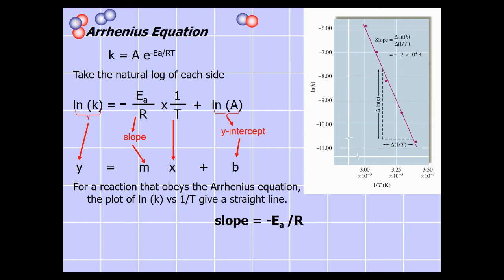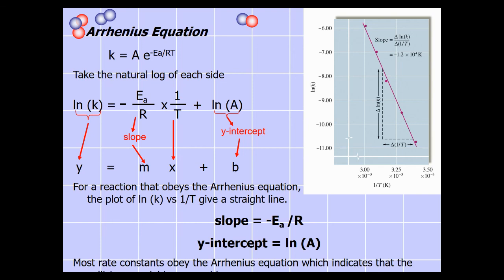All right, and the slope of the line comes from the ratio of the negative of the activation energy over R, which is our universal gas constant. So you can see that the line decreases. And then our y-intercept is the natural log of the frequency factor. All right, so if rate constants obey the Arrhenius equation, this tells us that the collision model has to be reasonable.